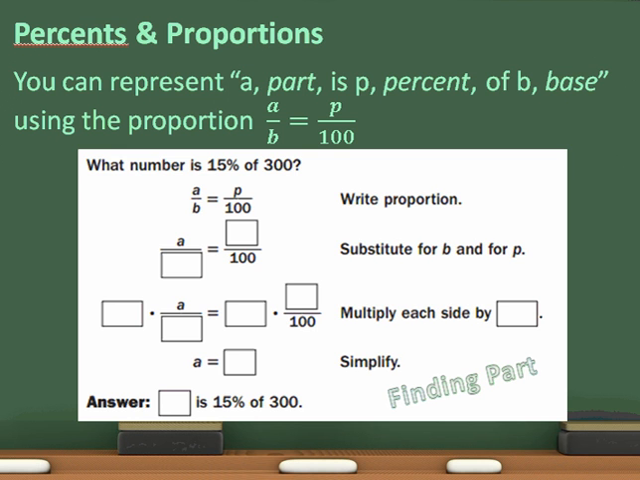Okay, so we're looking at another percent problem, and let's see. Again, you can represent the part is the percent of the base using the proportions. So this time we're looking for the missing number. Actually, I guess we're not looking for the base. We're looking for the part, the A. So we know that 15% of 300, we know this is going to be 15 because it told us 15% of 300. So that's going to be our total.